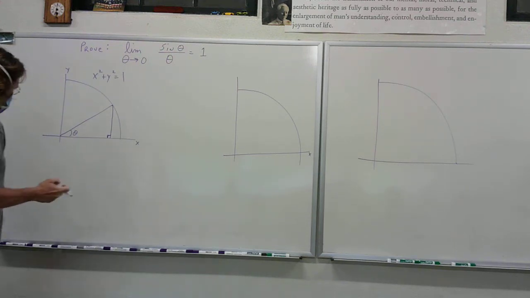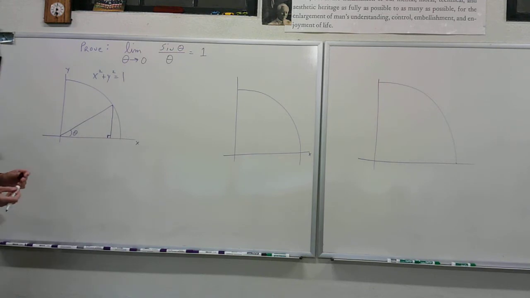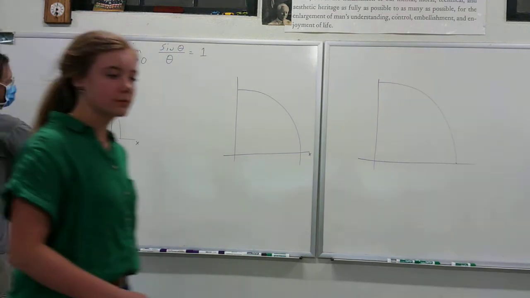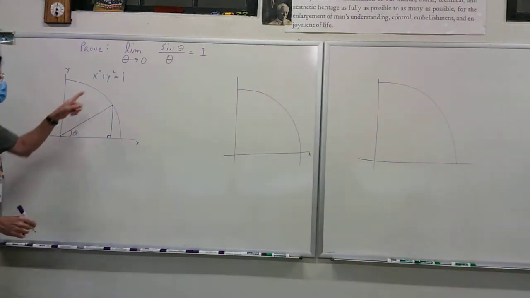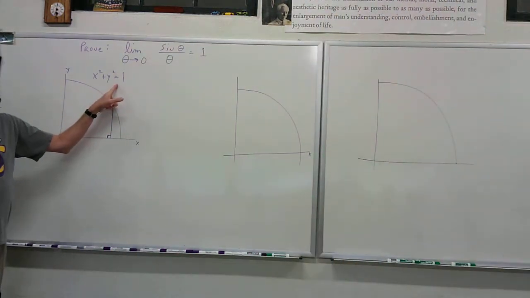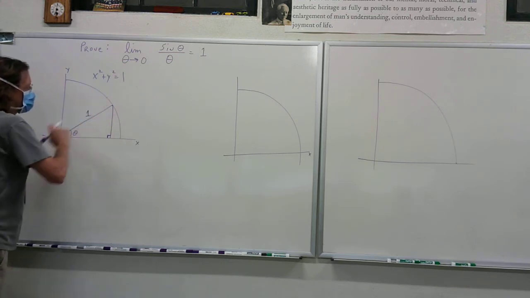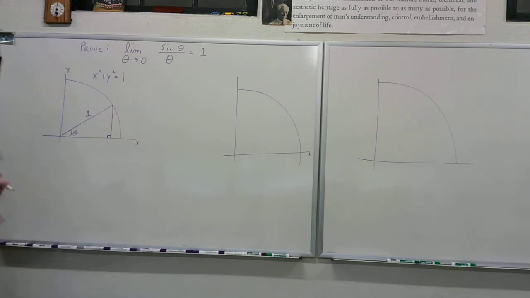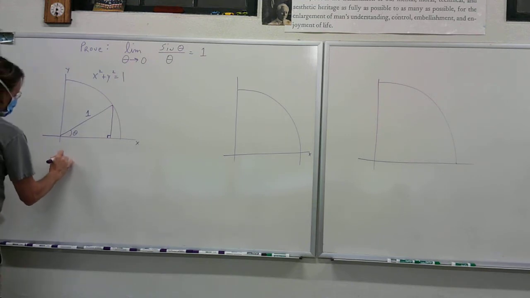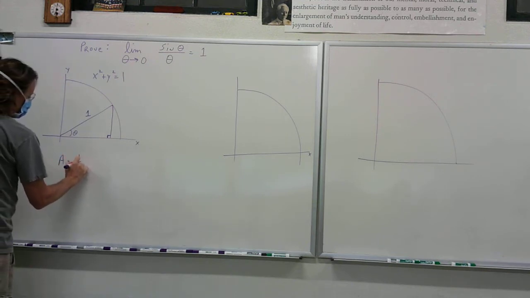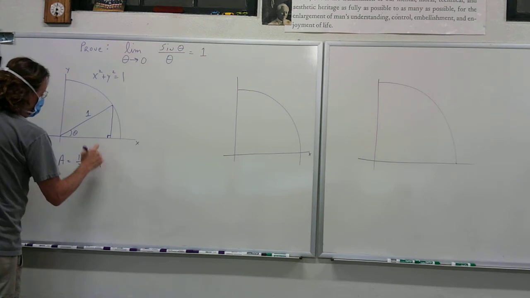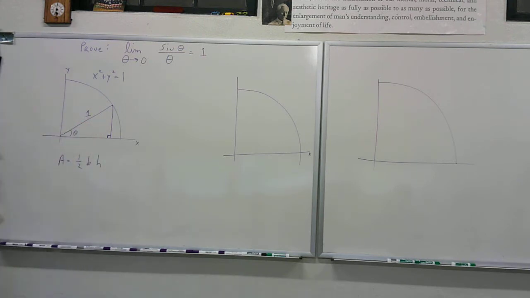Now, remember, what's the radius of the unit circle? What's the radius? 1. So we know this side over here is 1, because it's the hypotenuse, right? I want you to tell me the area of that triangle right there in terms of theta. What is the area of that triangle?